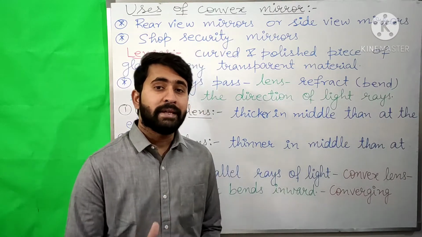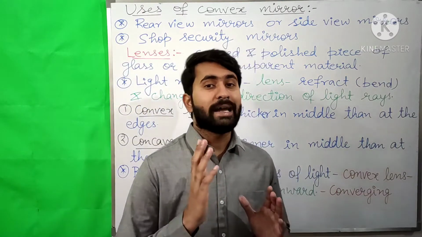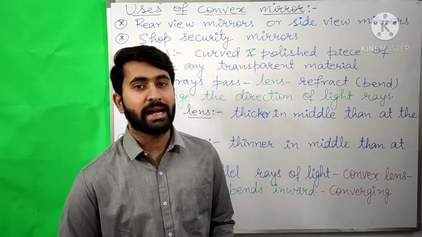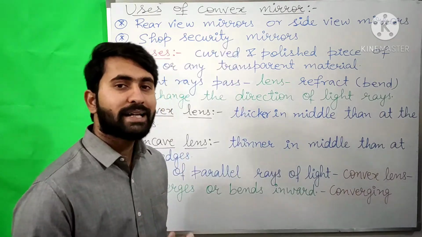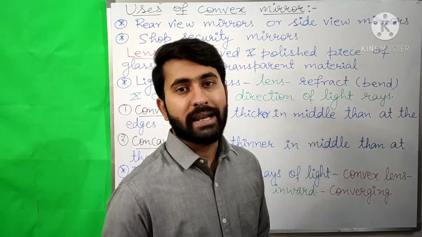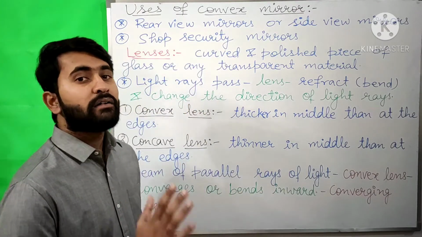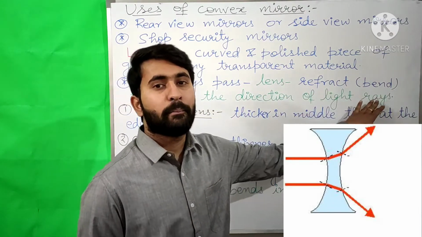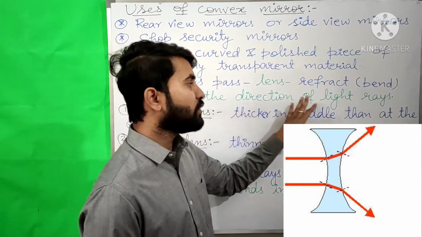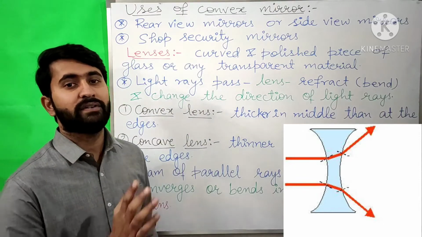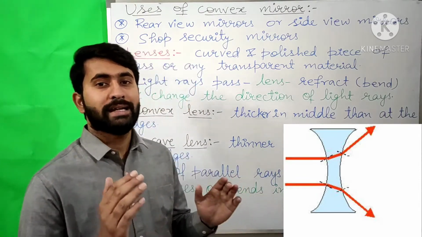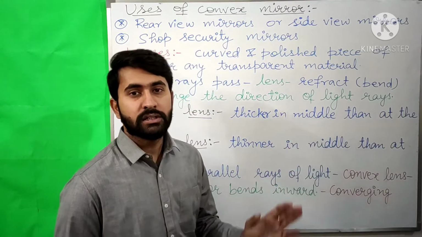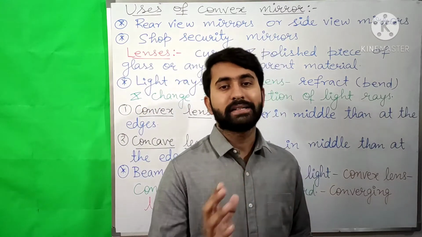We know that mirrors are not transparent, so the light rays cannot pass through the mirrors, and mirrors work on the reflection of light rays from their surface. But lenses are transparent, so the light rays can pass through a lens. When the light rays pass through a lens, the lens refracts or bends them and changes the direction of the light rays. So whenever light rays pass through a lens, the lens bends the light rays and changes their direction. So lenses work on the refraction of light passing through them.